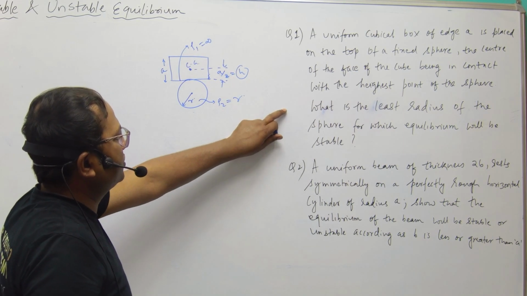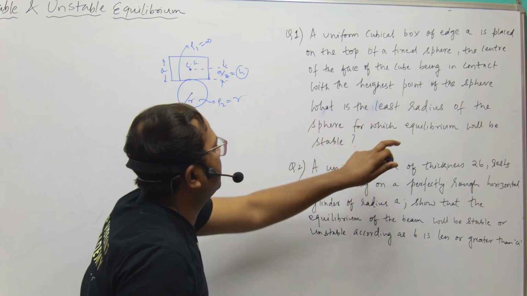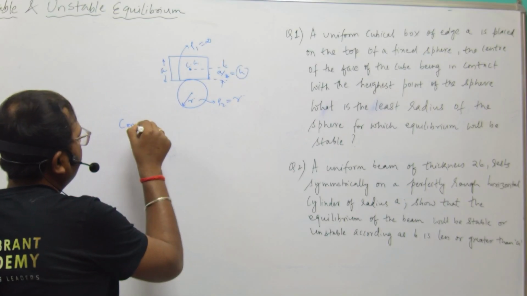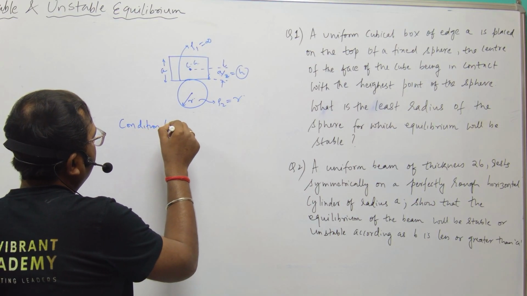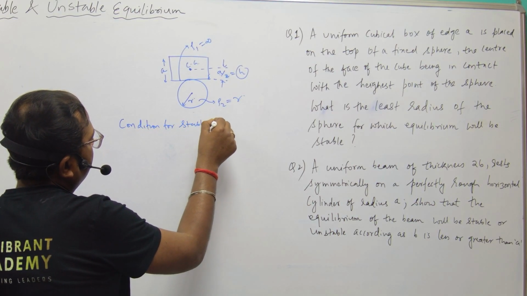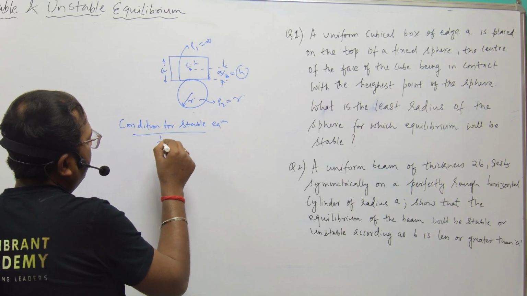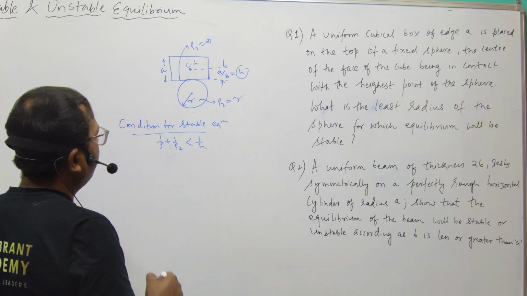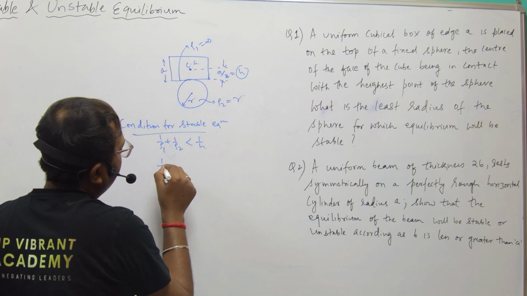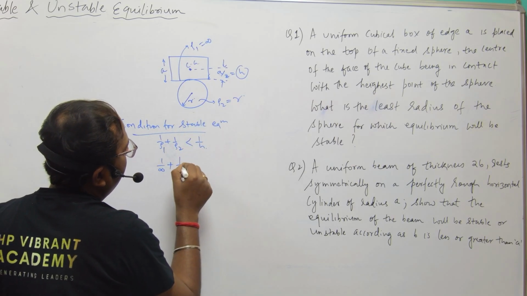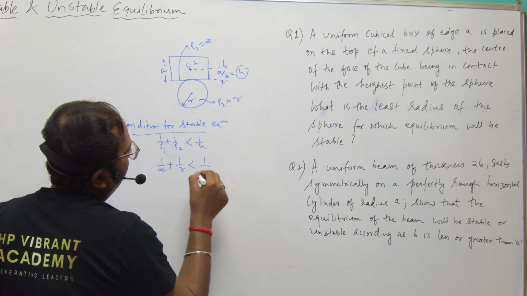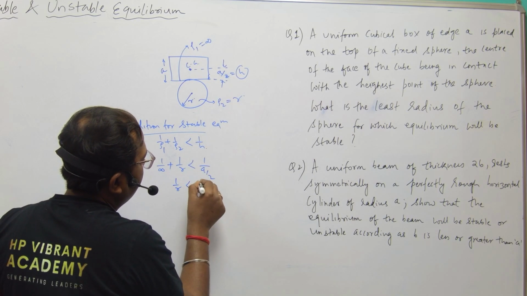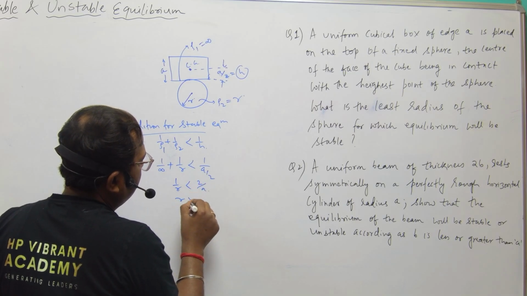What we have to calculate is the least radius of the sphere for which the equilibrium will be stable. The condition for stable equilibrium is 1 upon rho 1 plus 1 upon rho 2 is less than 1 upon h. Let us place the values. Rho 1 is infinity, so this is 1 upon infinity, plus rho 2 is r, so 1 upon r is less than 1 upon h, which is 2 upon a. So 1 upon r is less than 2 upon a, so r is greater than a upon 2.